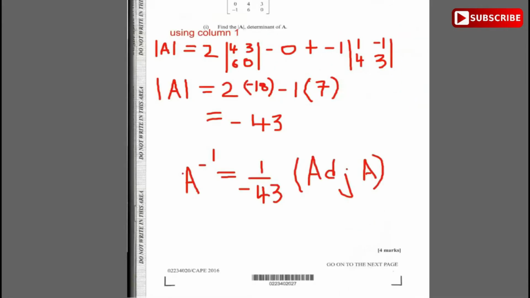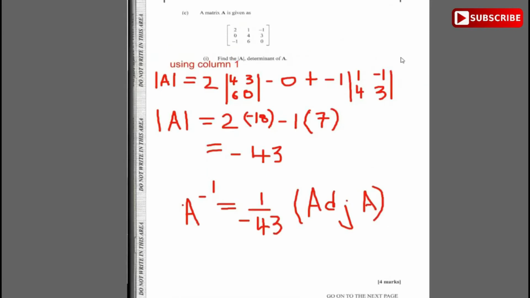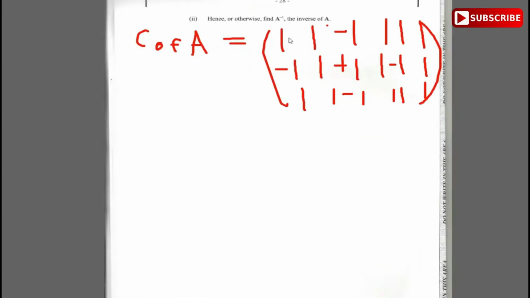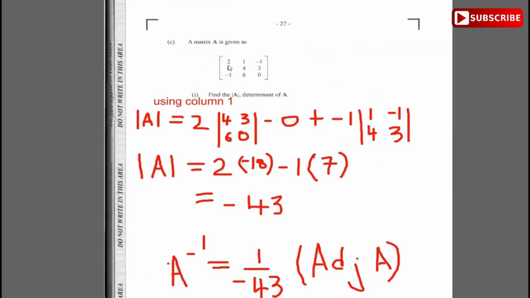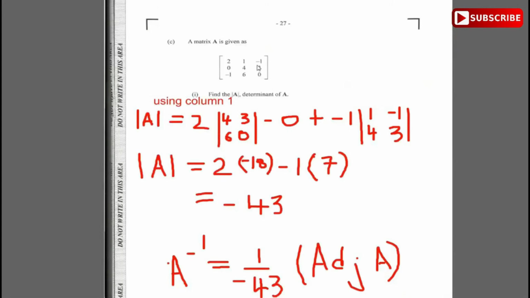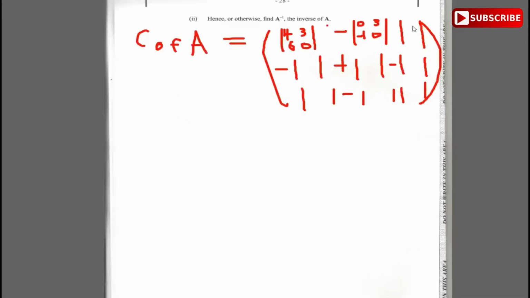So first we'll cross here: 4, 3, 6, 0. Go again around here. We cross out the one, cross out here. That's going to be 0, 3, minus 1, 0. And we go around here. Then we cross out here and here. We get 0, 4, minus 1, 6.